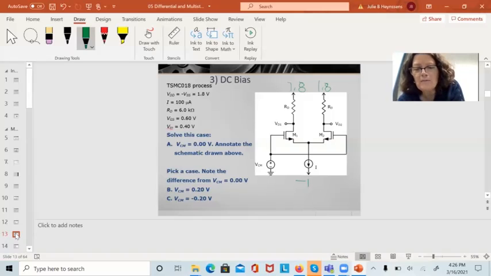We have the same voltage at the gates of each one of these transistors. Everything's matched. So that 100 microamps is going to split perfectly in two and give me 50 micro over here and 50 micro over here.